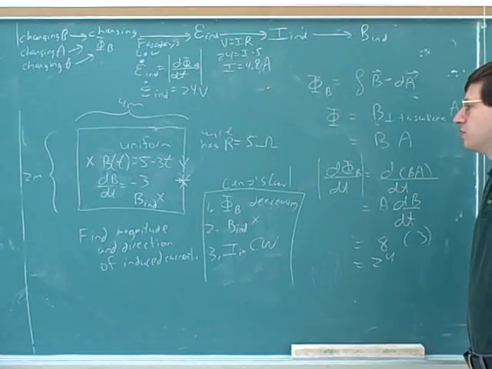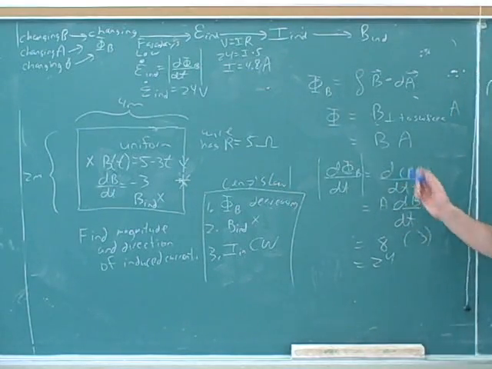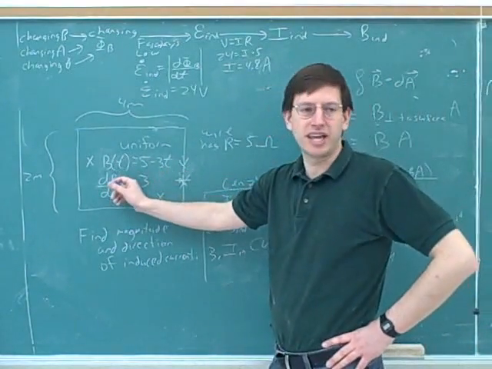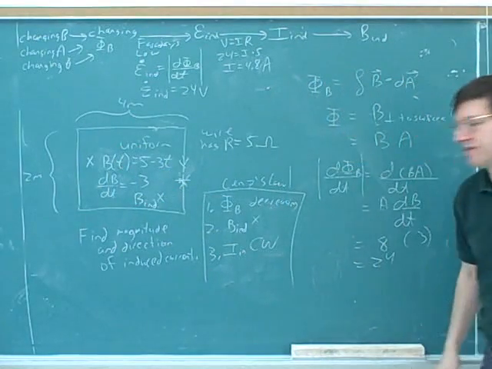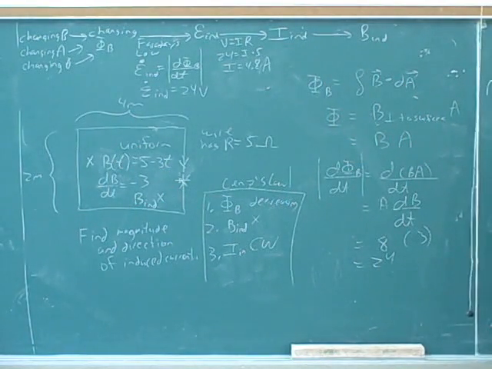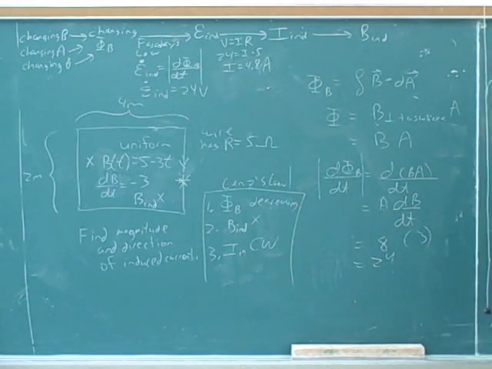Again, the one thing we wouldn't want to do is just plug in a number for b. We want to plug in the expression for b and then take its derivative, because we can't take the derivative of a number. Make sense? Okay. All right, so those are a couple of key cases.